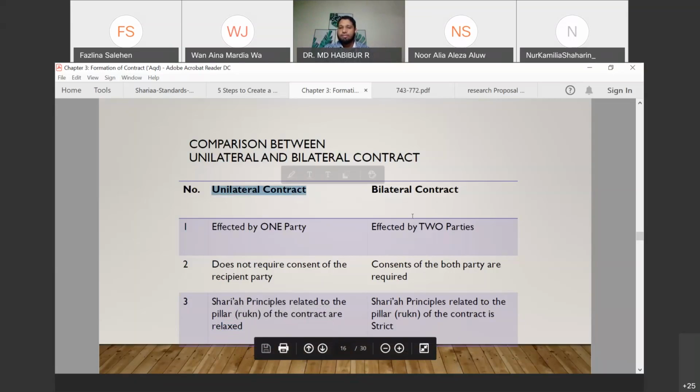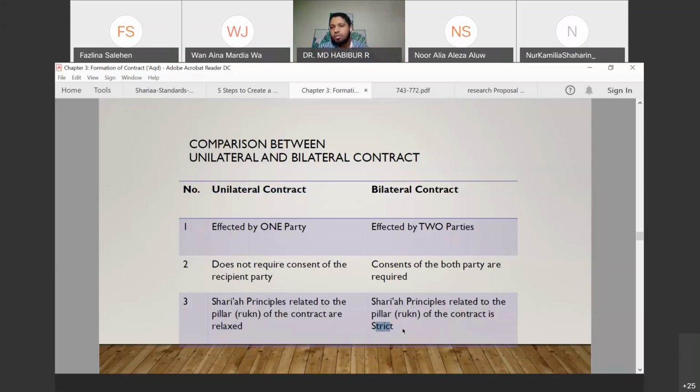But in bilateral, it is strict. Means we must know who is the buyer, who is the seller, what is the commodity, what is the payment. Everything should be clear. There should not be any gharar. There should not be any jahala, any ignorance. But in unilateral, it's okay. Even though I don't know how much he wants to donate, as long as he said he wants to donate, it's okay. No need to ask because there is no commitment from the other party.